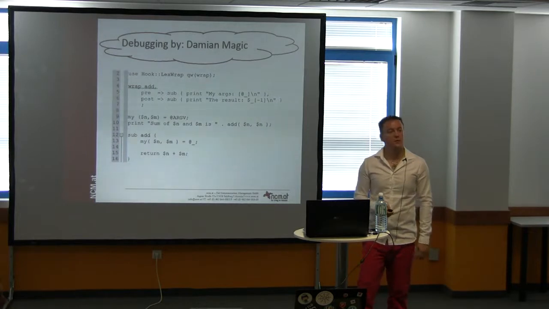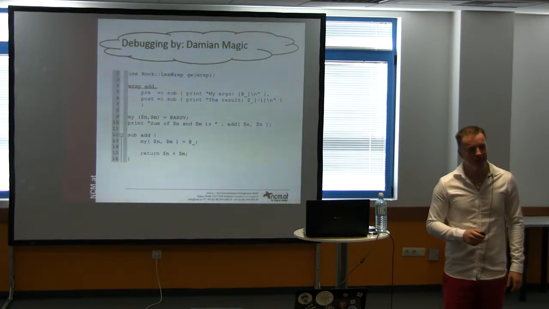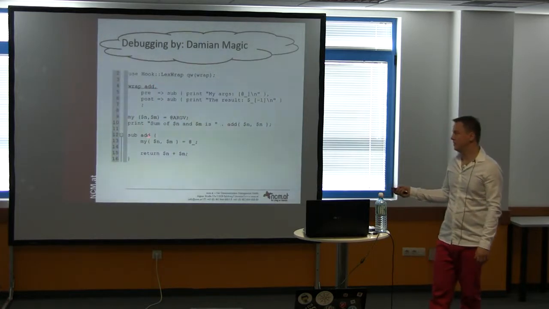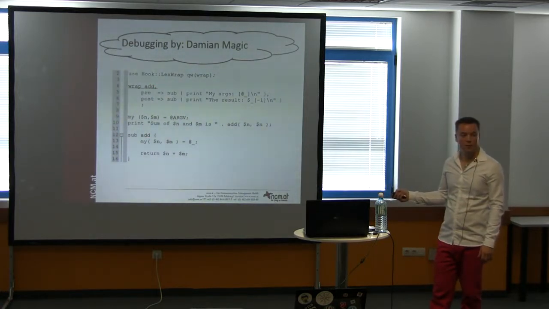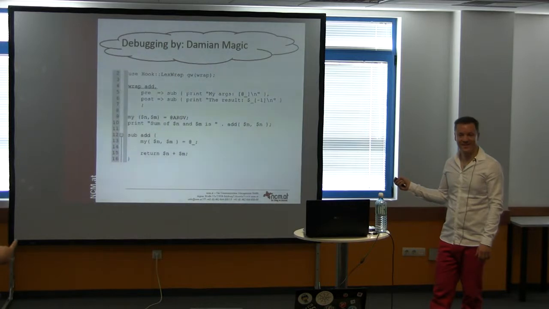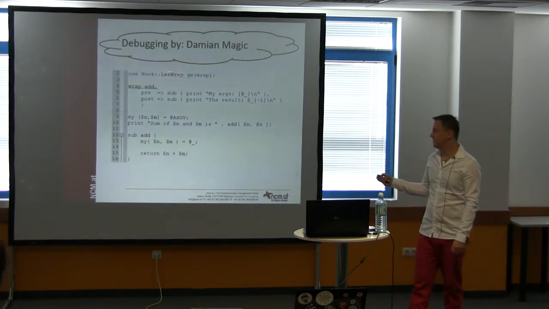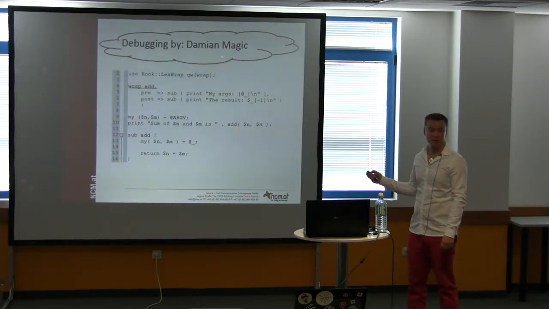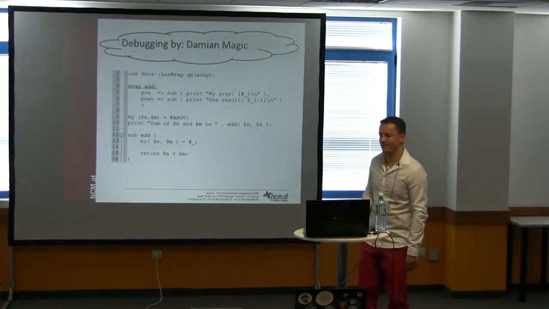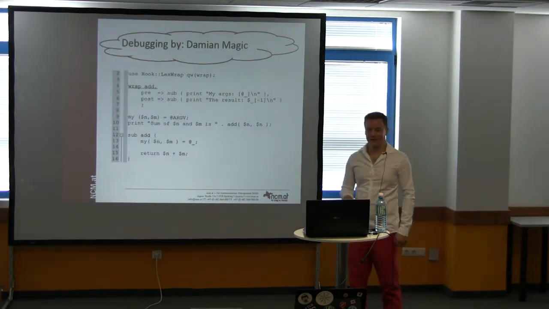Can I ask you, how does the wrap work? So what is add here? Add is just the name of this subroutine. How does this code work? I said it's magic. Damian magic. This is the module that does the magic, like a method modifier. Something like that.